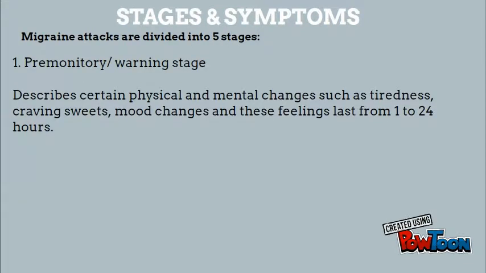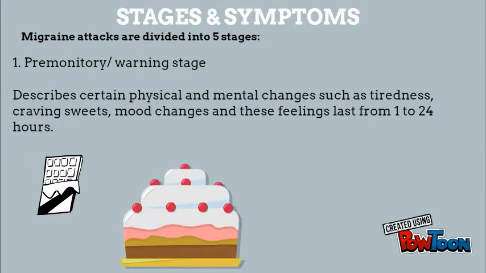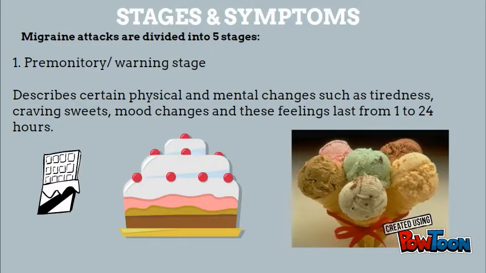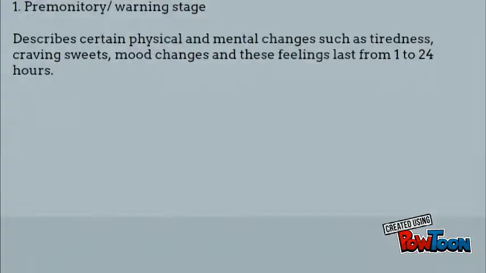Migraine attacks are divided into 5 stages. Premonitory stage or warning stage describes certain physical and mental changes such as tiredness, craving sweets, mood changes, and these feelings last for 1 to 24 hours.